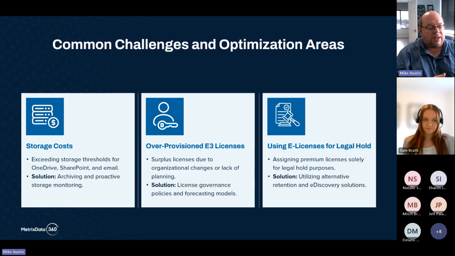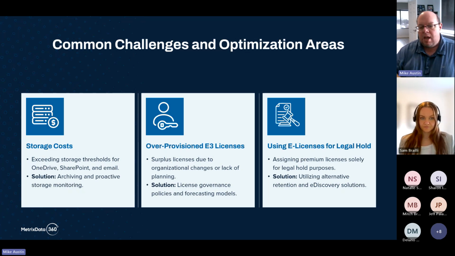They don't know how to archive it. They don't know how to proactively monitor it. And there are things that you can do, again with some visibility, to actually go and recoup those storage costs. Okay. We've talked a little bit already about over provisioning of E3.